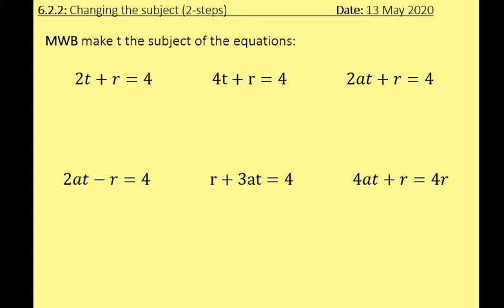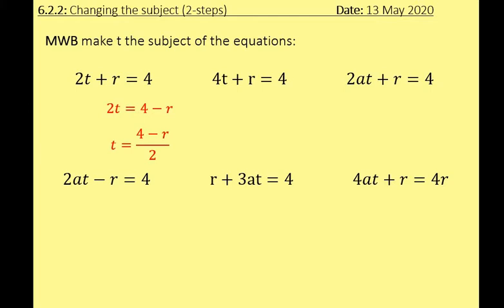Okay, so we'll start to go through the answers now, so make sure you're going to mark these in a different coloured pen and make any corrections in your different colour pen as well. So in this first question, in all of these we want to make t the subject. So in the first example, we need to eliminate this plus r first. So we're going to take away r from both sides, and then we're going to divide both sides by 2 to get t equals 4 subtract r, all divided by 2.